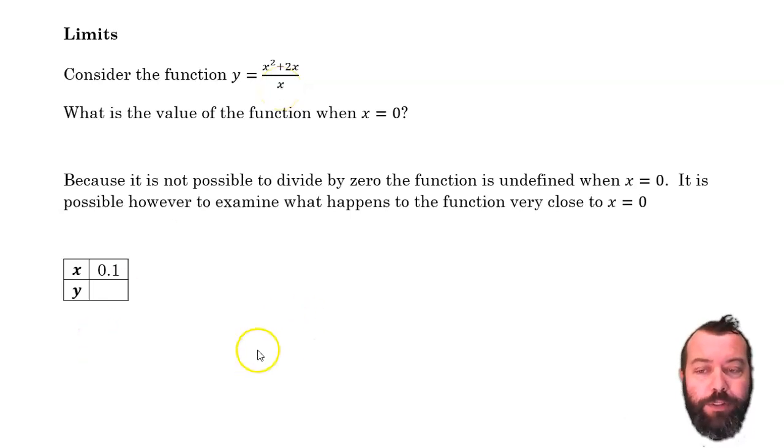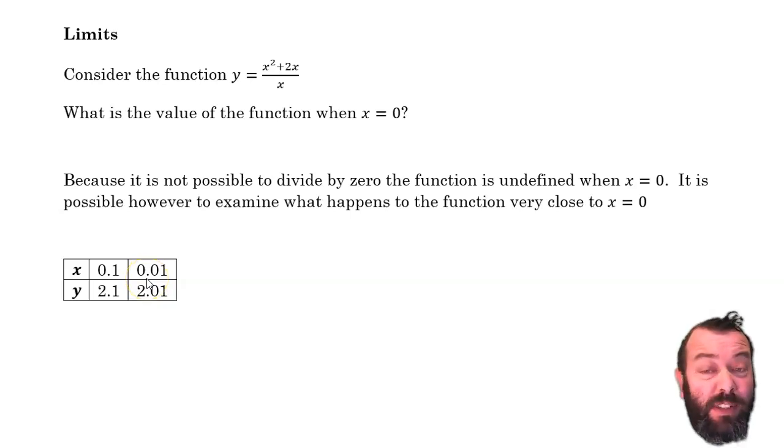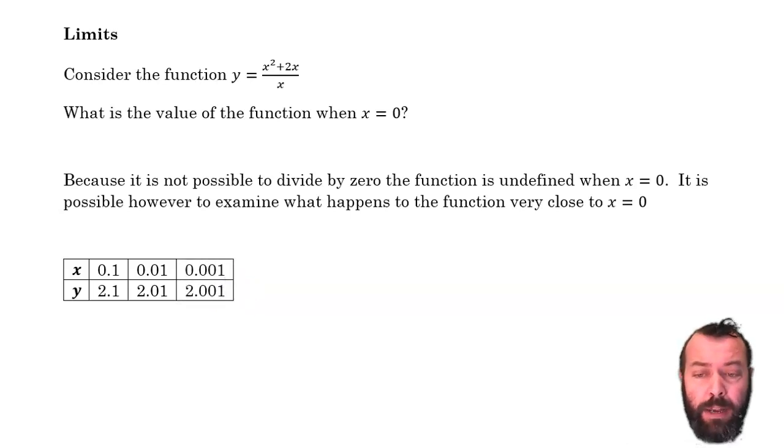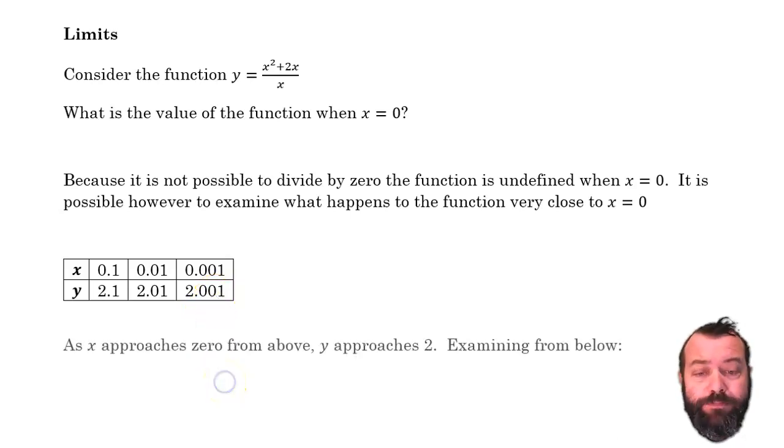So 0.1 is close to 0. If I substitute 0.1 into there, I get y equals 2.1. If I substitute x equals 0.01, that's getting closer still to 0. I get closer to 2. And really close to 0 here, 0.001, really close to 2. So I can see that as x approaches 0 from above, from the positive side, y is approaching 2. It gets closer and closer to 2 as x gets closer and closer to 0.